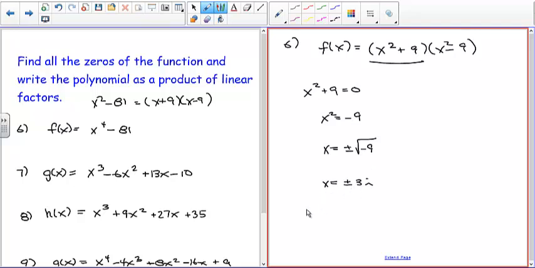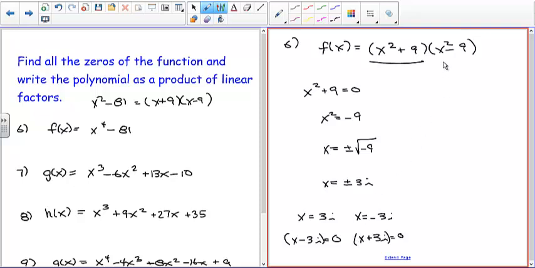The factors would be, you know, x equals 3i. The factor is x minus 3i equals 0. And the zero x equals negative 3i is the factor x plus 3i. So these are two factors. Those are the complex factors.